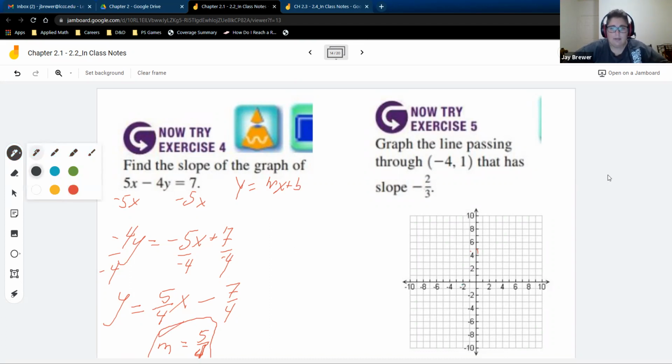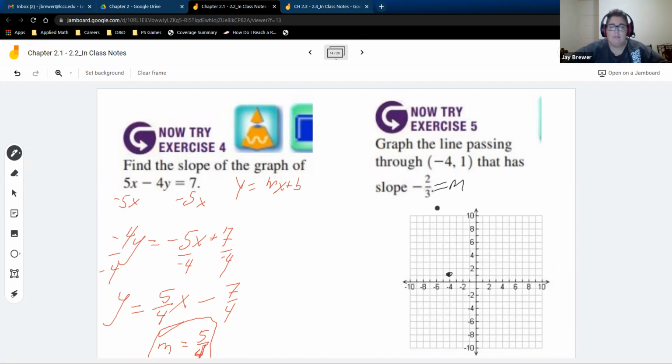Next one. The next one says graph the line passing through the point negative 4, 1 that has a slope of negative 2/3. So this is your slope. So the first thing you want to do is go to negative 4 and 1, and it's going to be really hard to see on here. So make sure you guys are following along and doing it on your own. Oh, I just graphed negative 4, negative 1. Sorry, we want negative 4, positive 1.